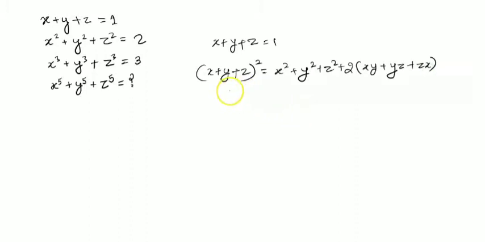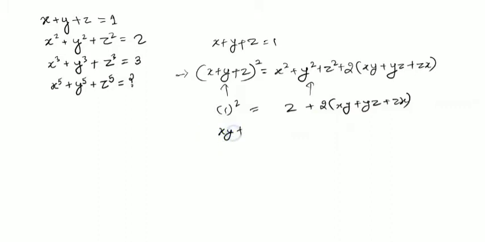Now we have the answer to two parts of this equation. First is this one, the second is this one. So let's put the answer to it. It becomes 1 squared equals 2 plus 2 multiplied by (xy plus yz plus zx). So we get that xy plus yz plus zx equals minus 1 by 2.